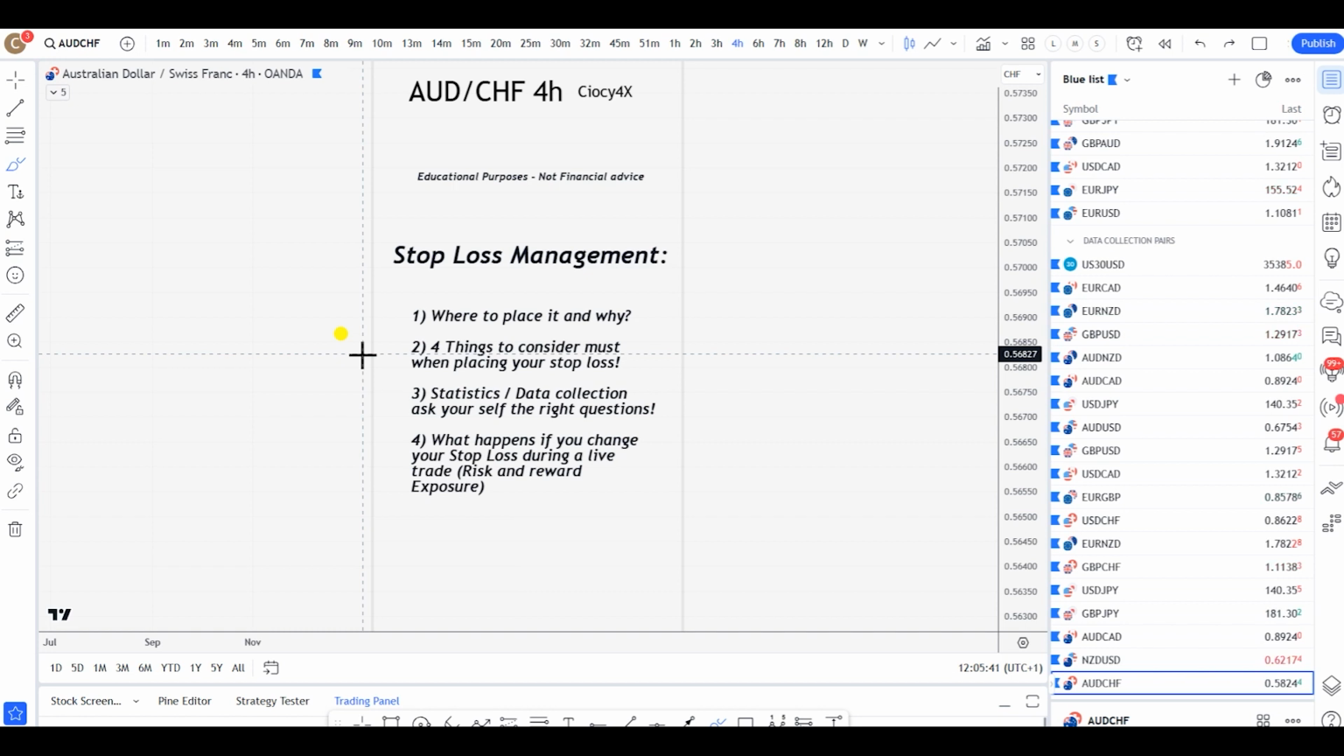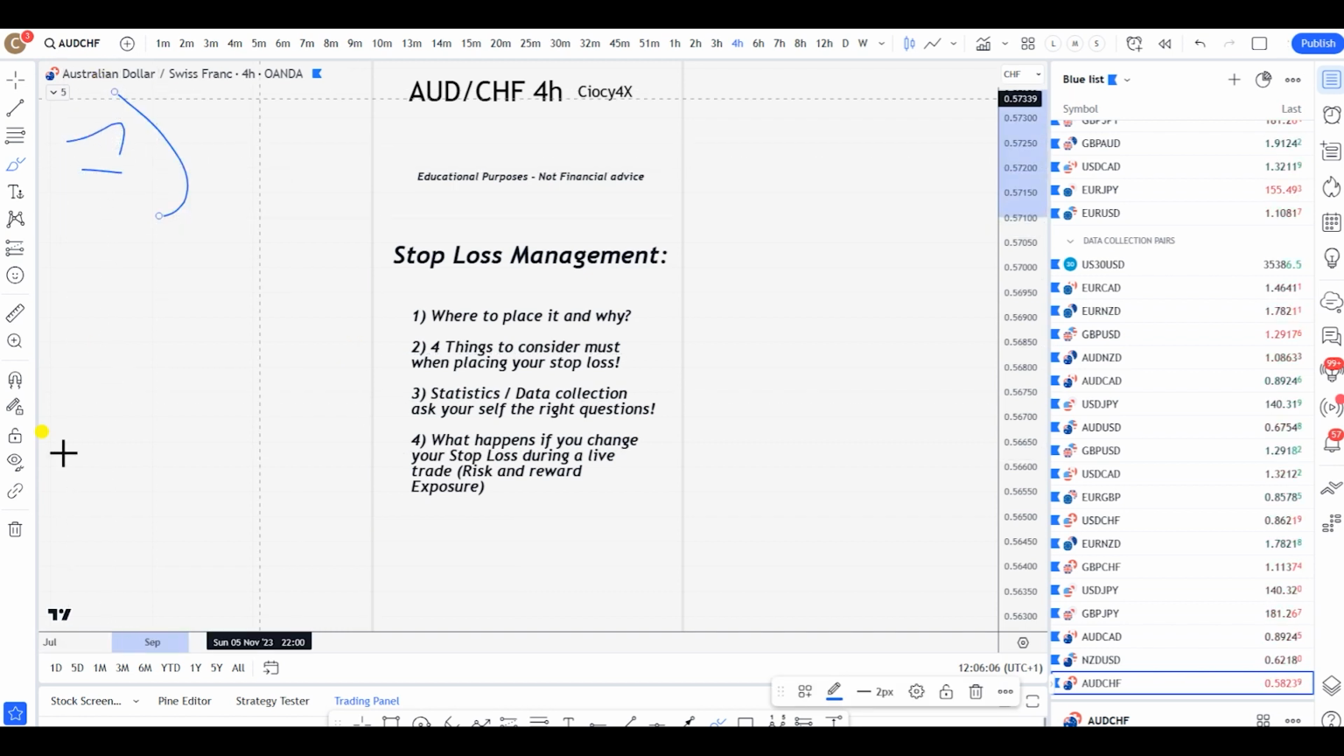So what are these 4 things? First things first, number 1 is going to be about the spread. So, understanding the spread, okay?